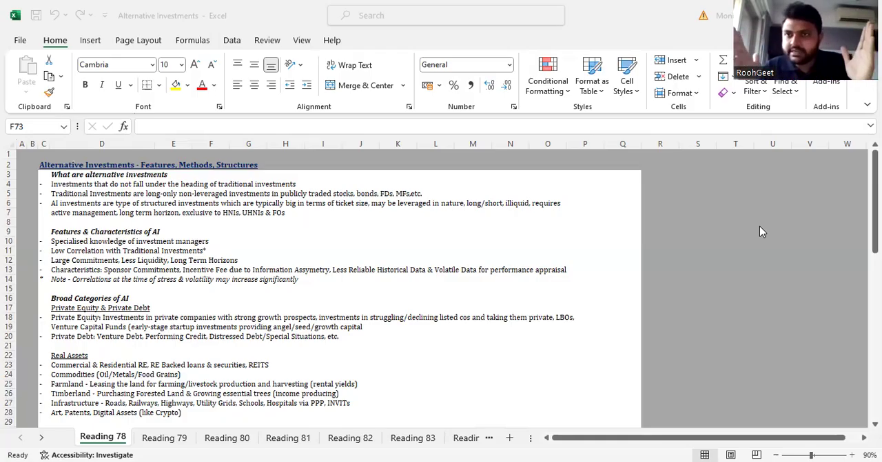Now, what is the difference between traditional investments and alternative investments? What are alternative investments? What makes the difference between the traditional investments and alternative investments is being taught in this particular reading. This is a very basic reading which will help you understand what alternative investments are, and then reading by reading we can increase the difficulty level. But overall, a very interesting topic.